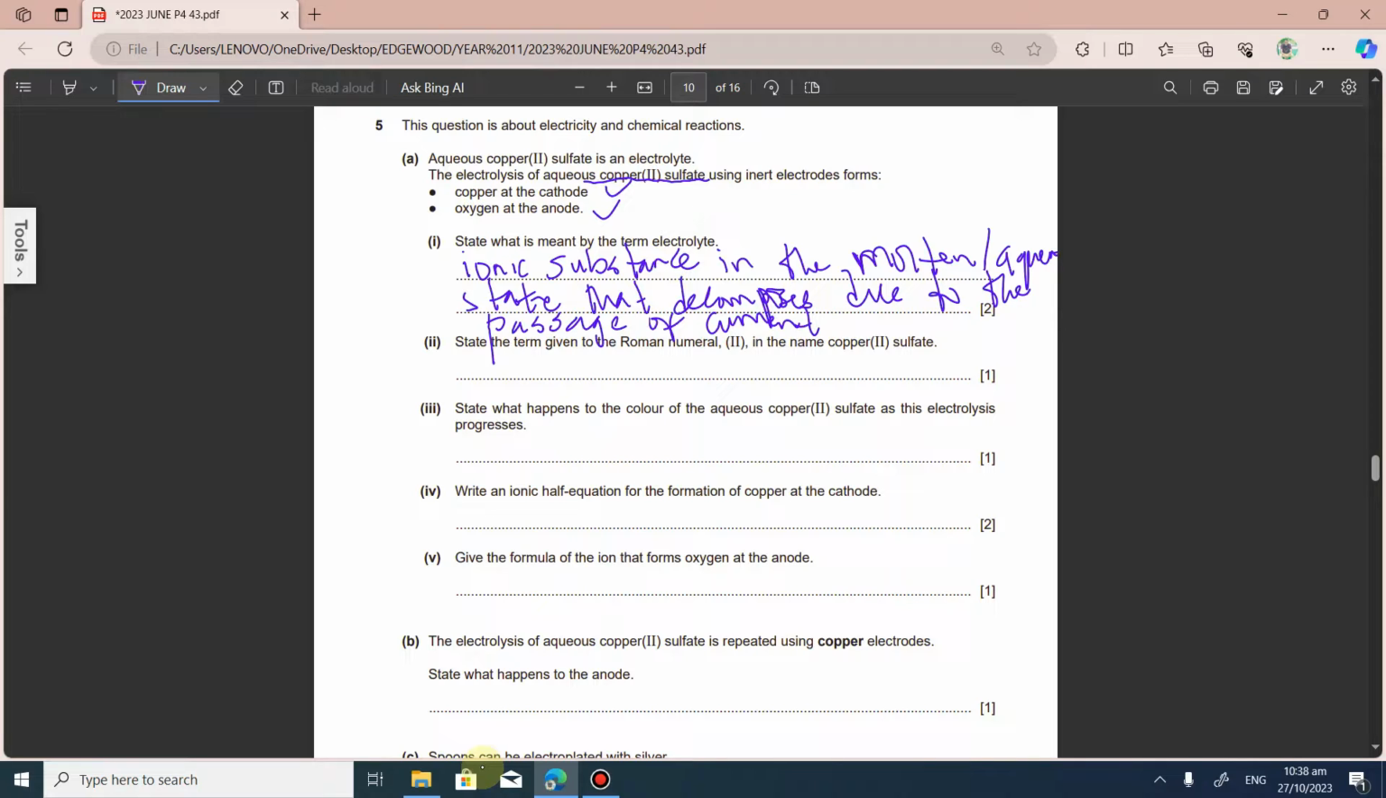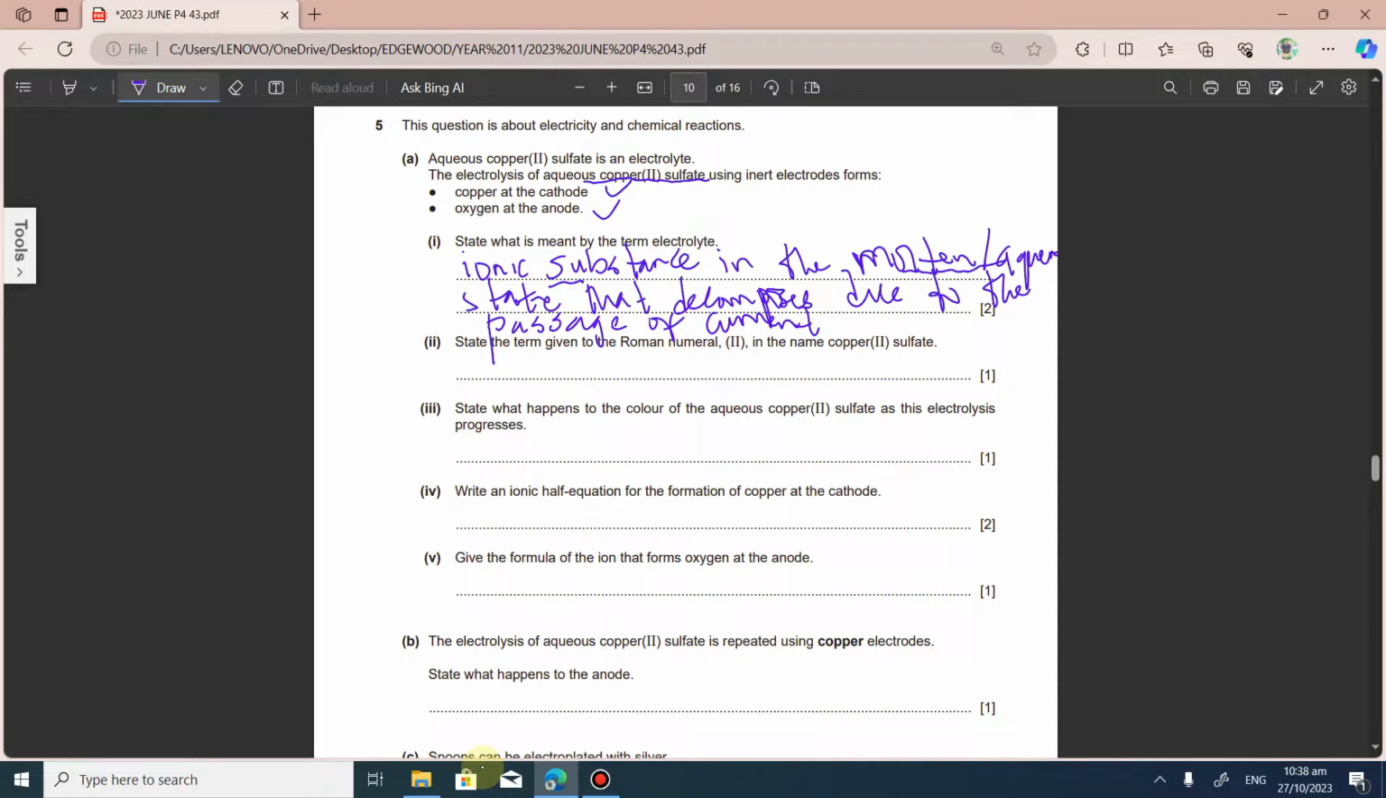So how do you get the mark in this case? What we need in the mark guide is to mention ionic substance, mention the fact that the ionic substance must be in the molten or aqueous state, and then you get the full mark. So please take note of this. When you are asked in an examination to define the term electrolyte, what you need to include in your definition is, number one, it must be an ionic substance, and then it must be in the molten or the aqueous state.